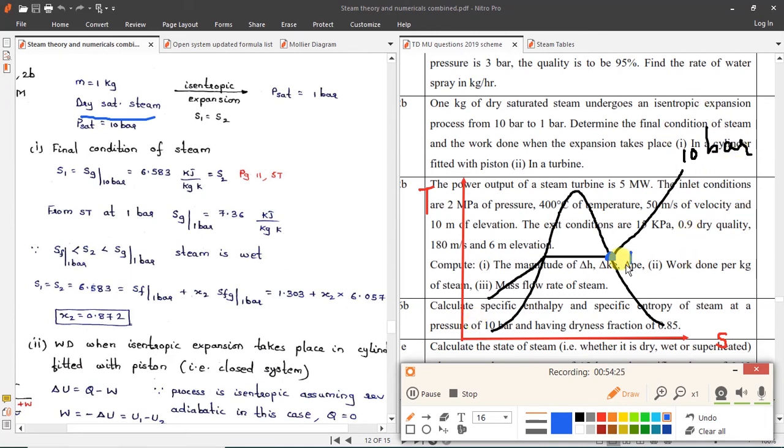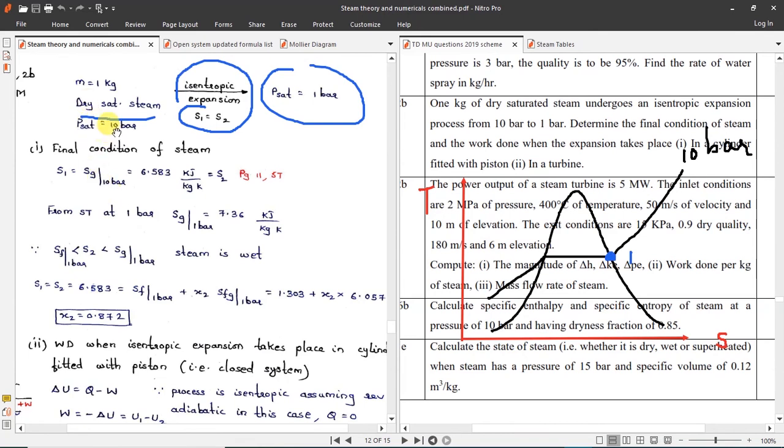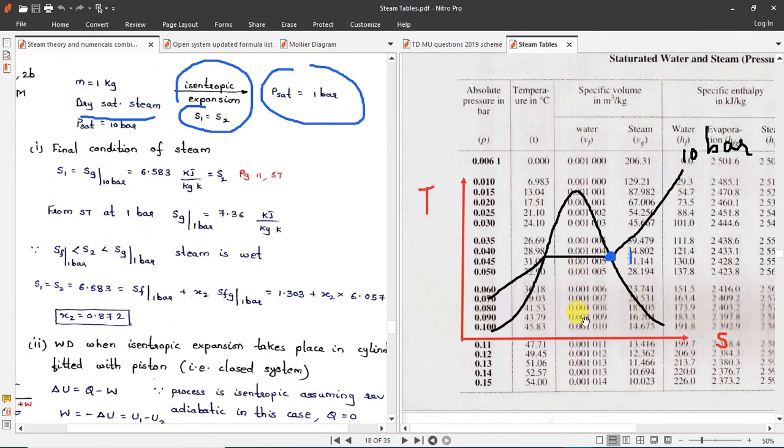So what we will do now: how to calculate the end state of point number 2? In order to calculate this, we have a relation for isentropic expansion. So S1 is equal to S2. What is S1? Since this is saturated vapor, we can say that S1 is Sg at 10 bar. Now what is the value of Sg at 10 bar?